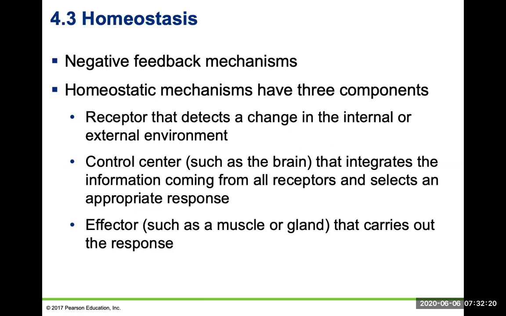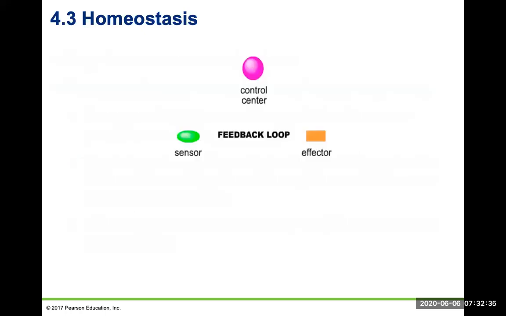Homeostatic mechanisms have three components: a receptor that detects a change, a control center that integrates the information coming from all receptors and selects an appropriate response, and an effector that carries out that response, which can be a muscle or a gland. This is a great video on homeostasis. Please open up the PowerPoint that I also included in this module to watch all the videos in these chapters.